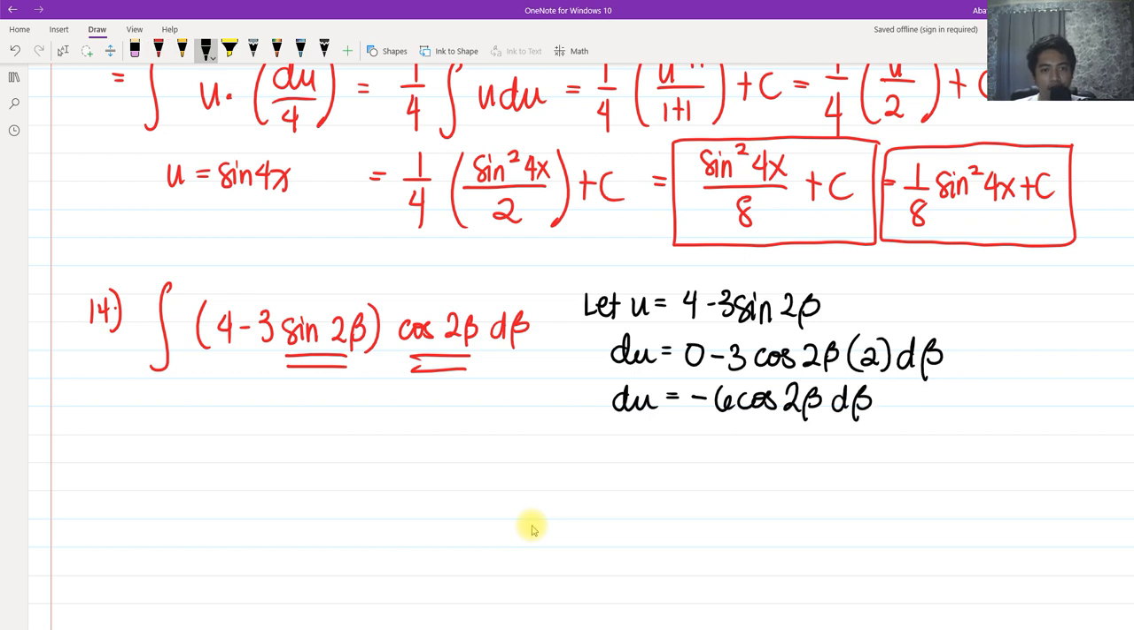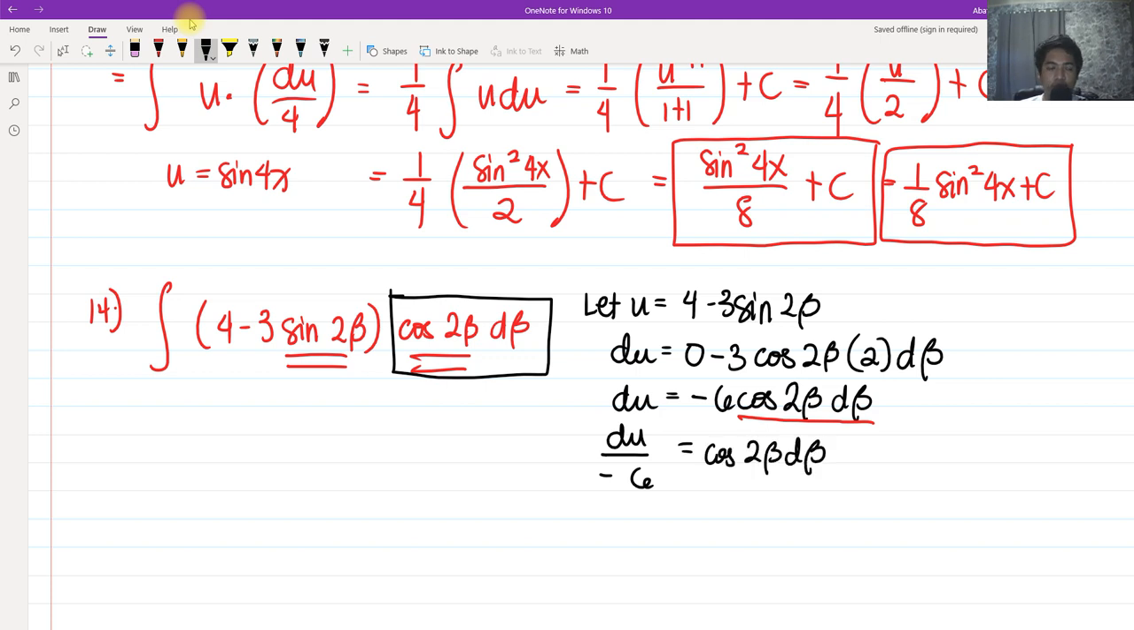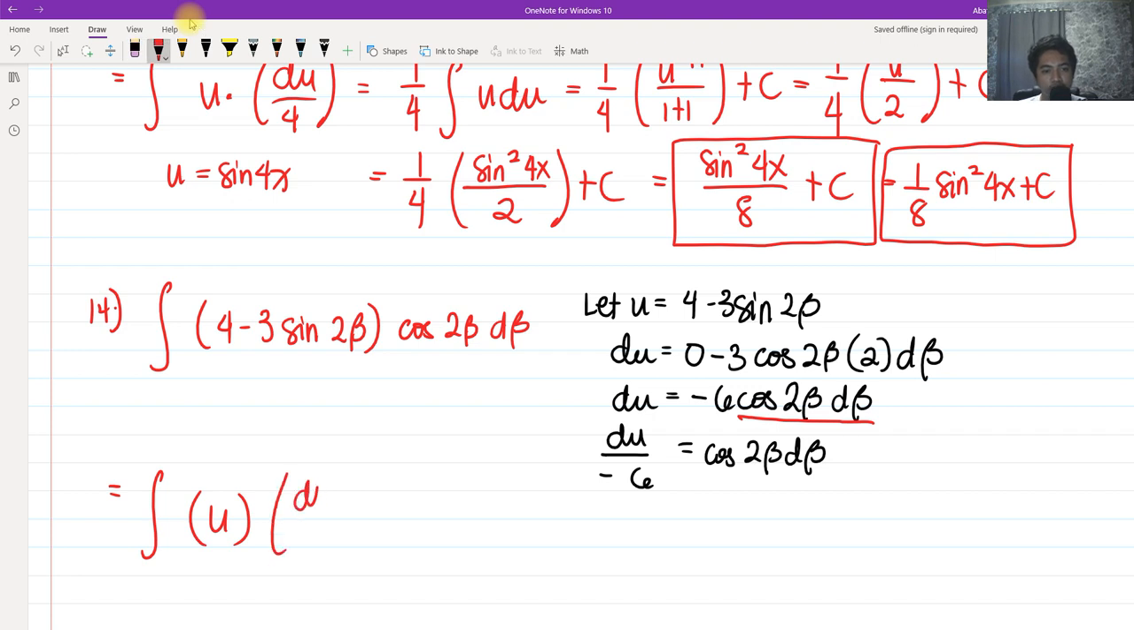And as we can see here, we have cosine 2 beta d beta. So we can extract it from the right side of the equation of our u substitution, du, so that we can isolate that term cosine 2 beta d beta by dividing negative 6 on both sides. So now we have that. We can now perform u substitution. So our u would be the entire 4 minus 3 sine 2 beta, and then we have cosine 2 beta d beta as du all over negative 6.